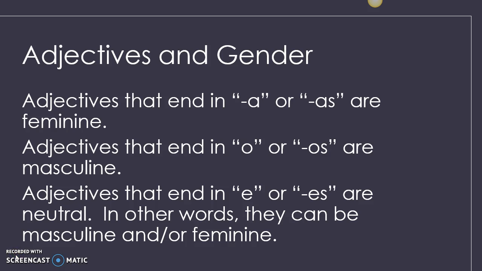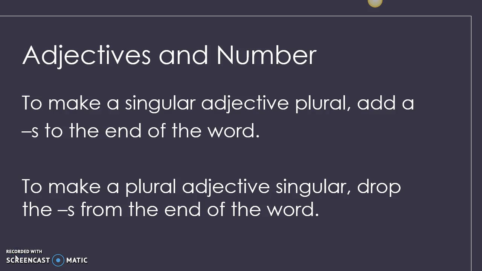Let's talk about adjectives and gender. Adjectives that end in an A or an AS are feminine. Adjectives that end in O or OS are masculine. And adjectives that end in E or ES are neutral. In other words, they can be masculine and or feminine. Now let's talk about adjectives in number. To make a singular adjective plural, add an S to the end of the word. To make a plural adjective singular, drop the S from the end of the word.